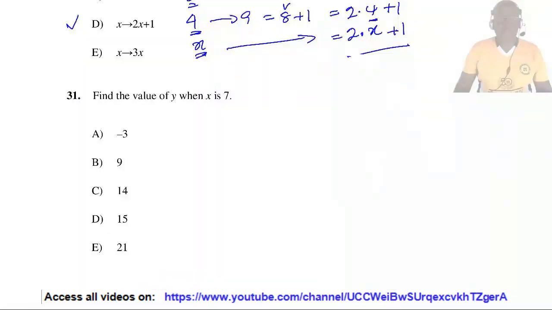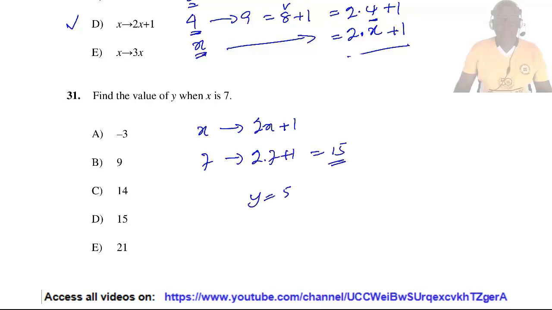Question 31. Find the value of Y when S equals 7. The rule for the mapping is S maps into 2S plus 1. So 7 will map into 2 times 7 plus 1, which equals 15. So Y equals 15 when S equals 7. So the answer is D.